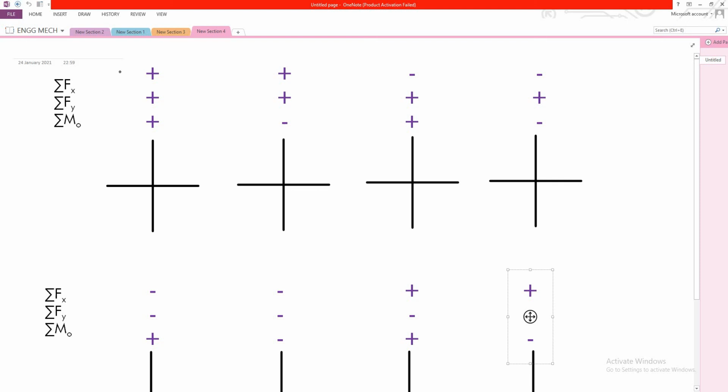See, summation Fx plus, summation Fy plus, it means that the resultant is in the first quadrant, and summation M suffix O is plus, it means that the moment is clockwise. Therefore, we have to exactly locate our resultant in its very position with respect to the given quadrantal system. Then in the second diagram you can see the resultant is still in the first quadrant, but the moment is anti-clockwise, and so on.